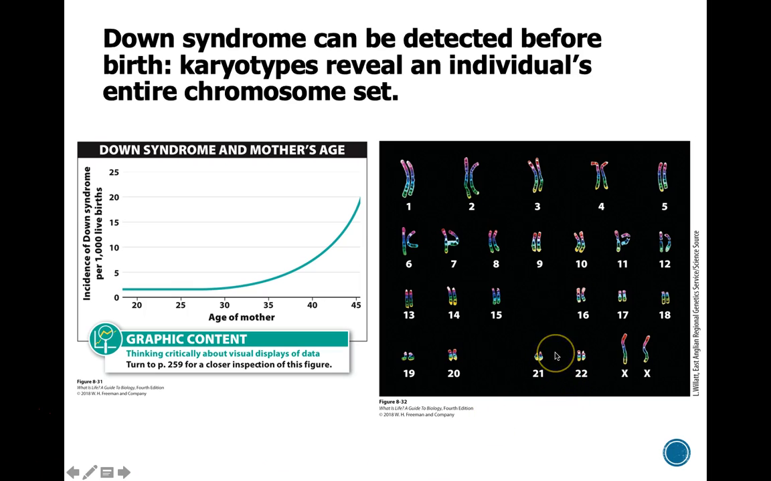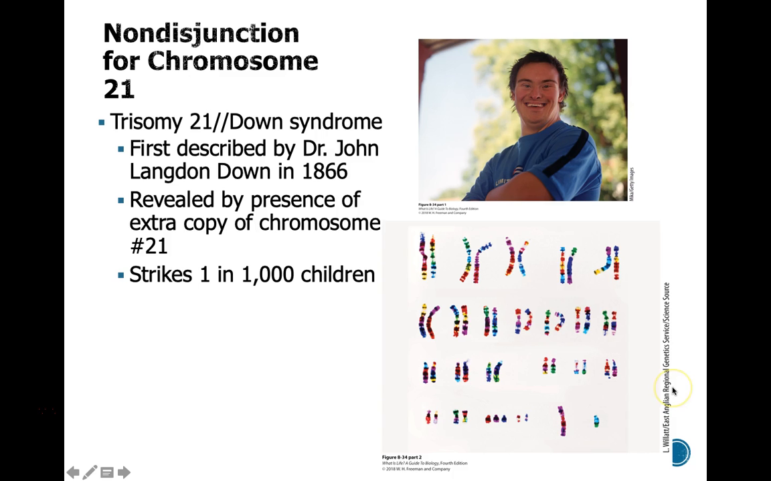So here we have another example of a karyotype. This is a normal chromosome 21, so we only have 2 copies. I would like to point out this is a female karyotype, 2 X chromosomes, and if we go back here, we actually have an X and a Y. You can see that the X chromosome is much larger than the Y chromosome.